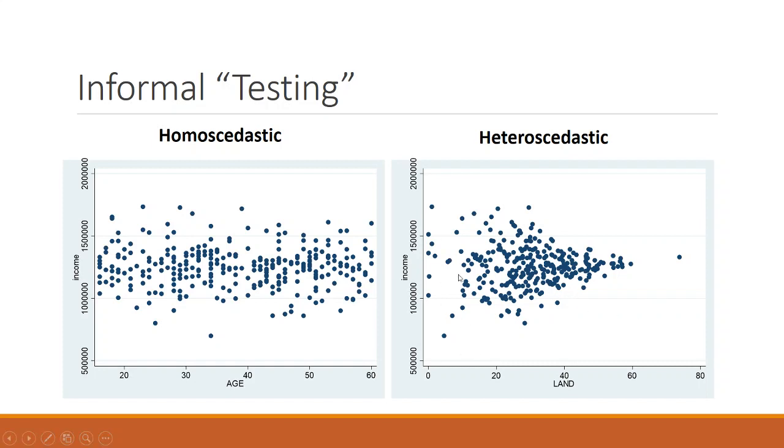Because on one end, there's a lot of variation. For low levels of land, there's a lot of variation, and then for high levels of land, there's very little variation. So when I look at this, I'd say, okay, this is heteroscedastic, and this is homoscedastic. So here, no problem, no bias in our standard error estimates. Here, very much concerned about bias in our standard error estimates.